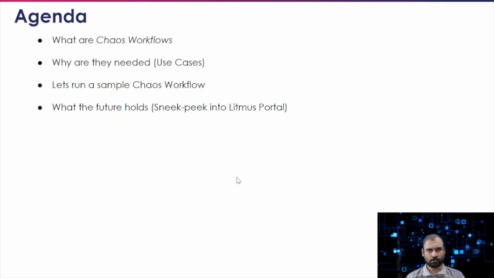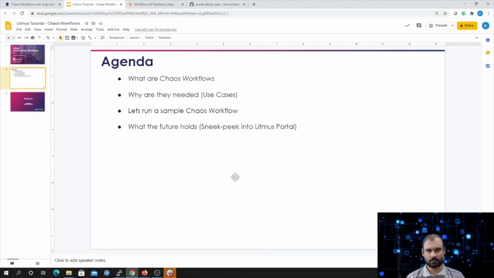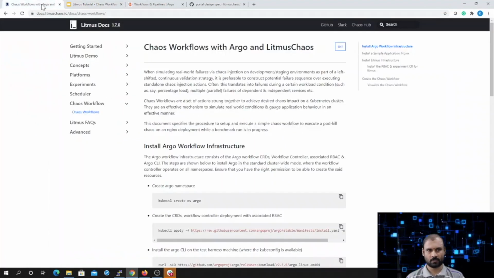I'm going to use the Litmus documentation in today's session. We'll use the docs to go through what chaos workflows are and how we can execute one. And I'm doing this so that you have a ready reference you can turn to when you're writing or constructing your own chaos workflows.